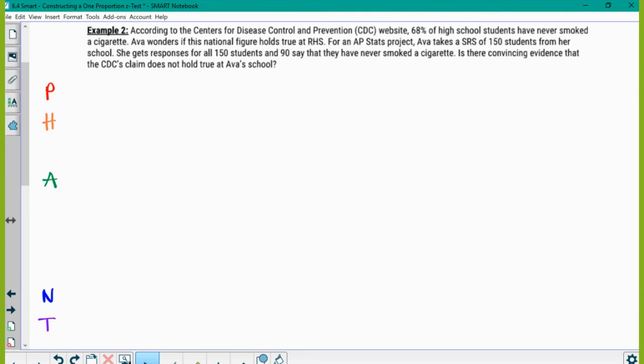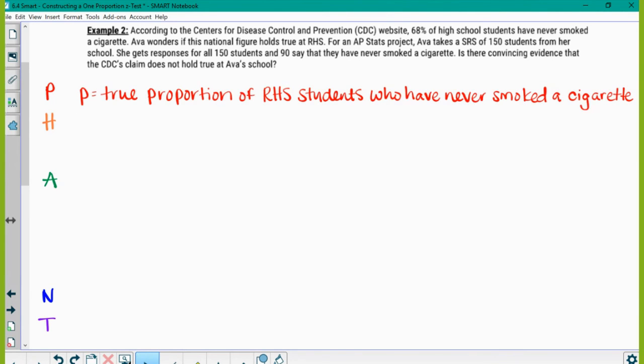Well, first we have to define what p is. p is going to be the true proportion of RHS students who have never smoked a cigarette, because that's what she's interested in. What's the real number at RHS? That's what we're trying to figure out. And we're comparing this to the CDC's claim of 68%. So what we're going to do is set our null equal to the CDC's claim.